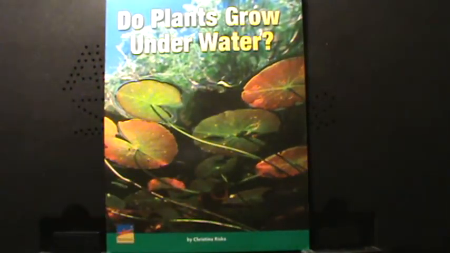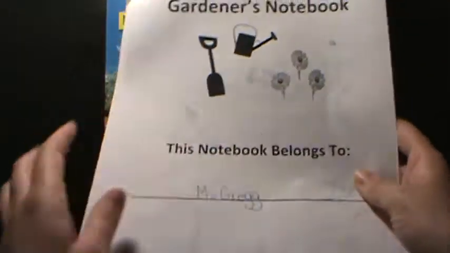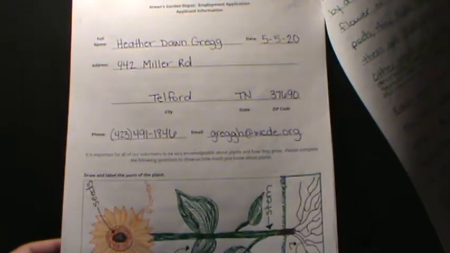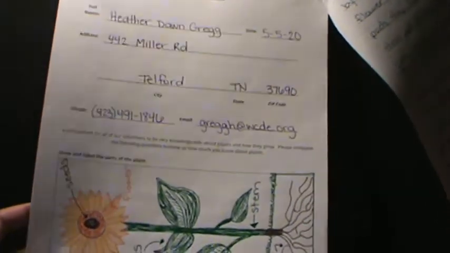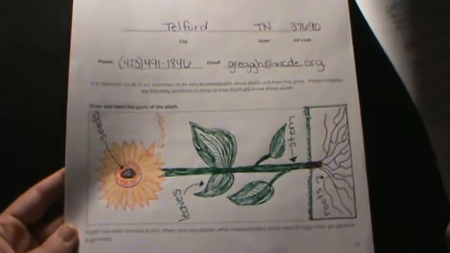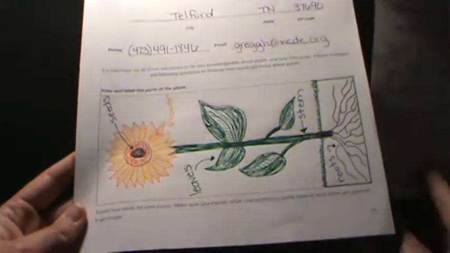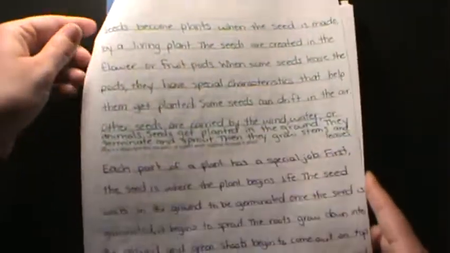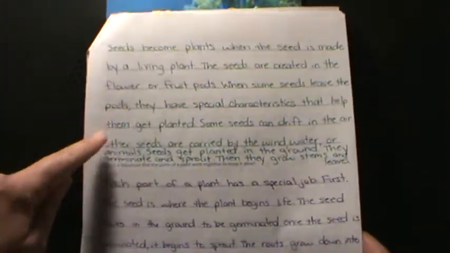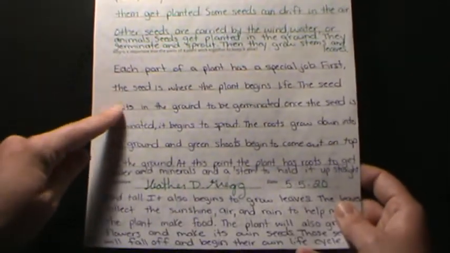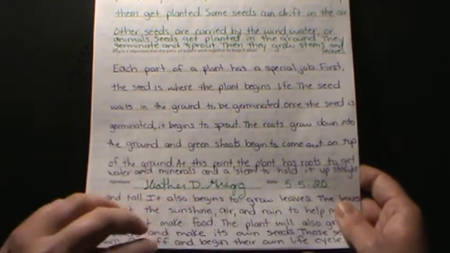All right, so after that reading, you are spending today working on completing your end of unit task in your gardener's notebook. So this was the application for the volunteer job to work with plants in Green's Garden Depot. So you were putting your information, and then you were supposed to draw and label parts of the plant, and then you have a question here that you needed to answer on the back side with the lines. Then you had another question you needed to answer, and then sign your name and date it.